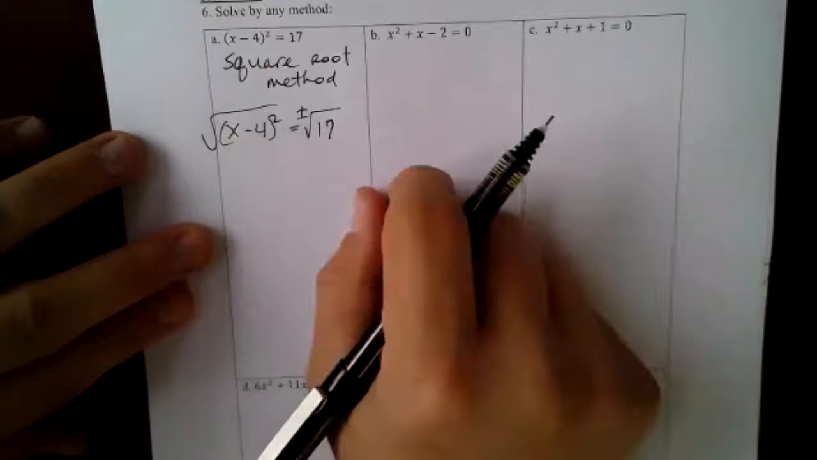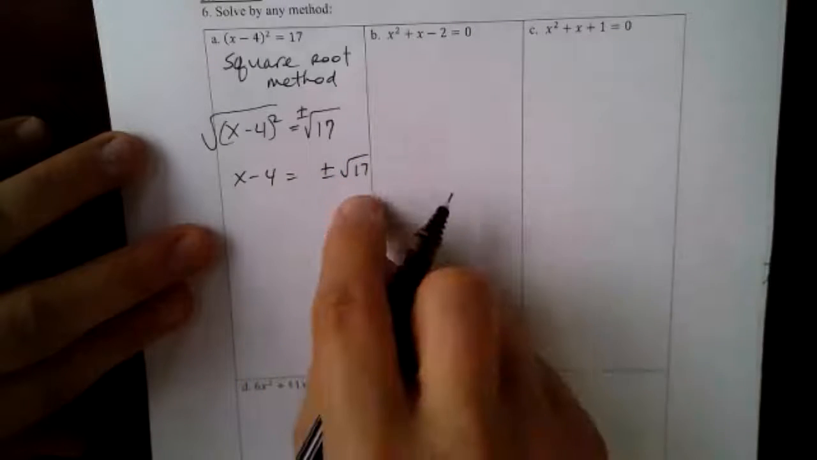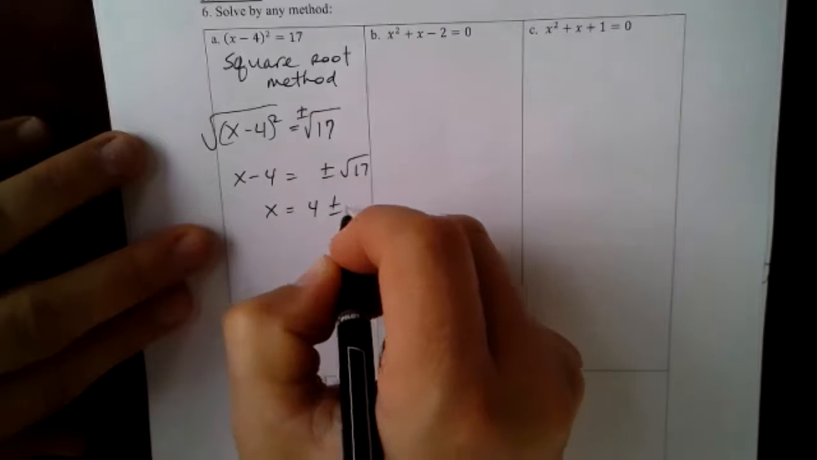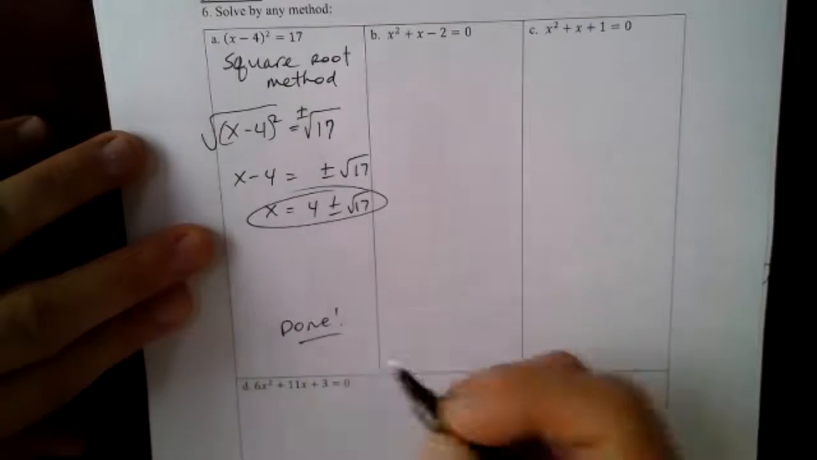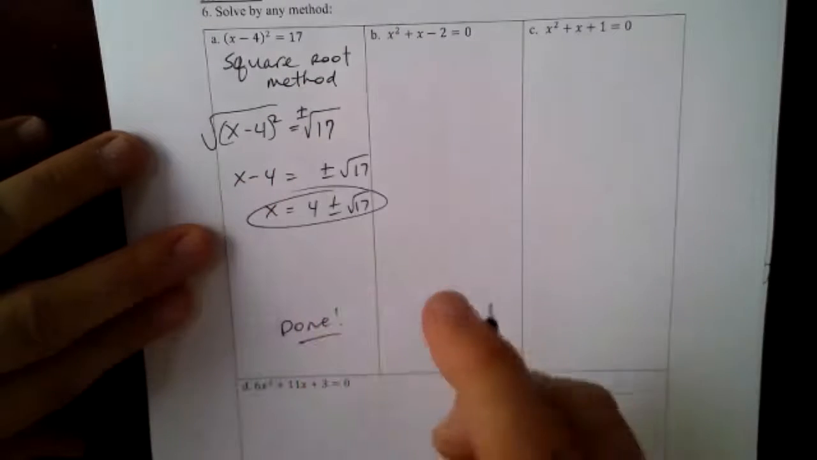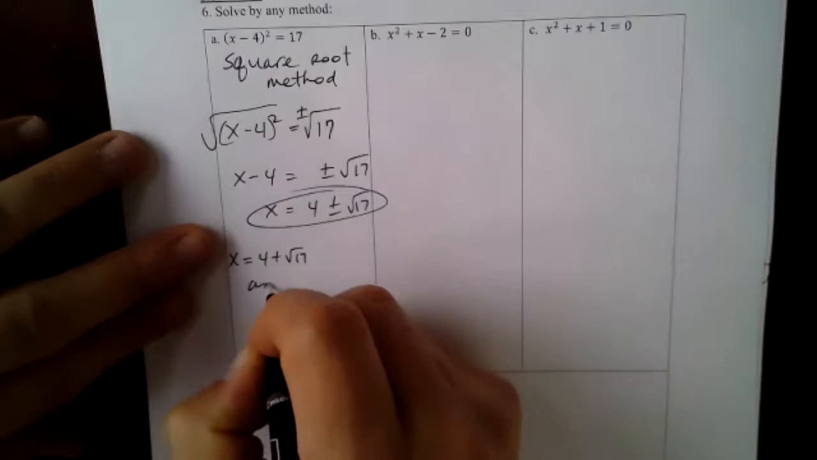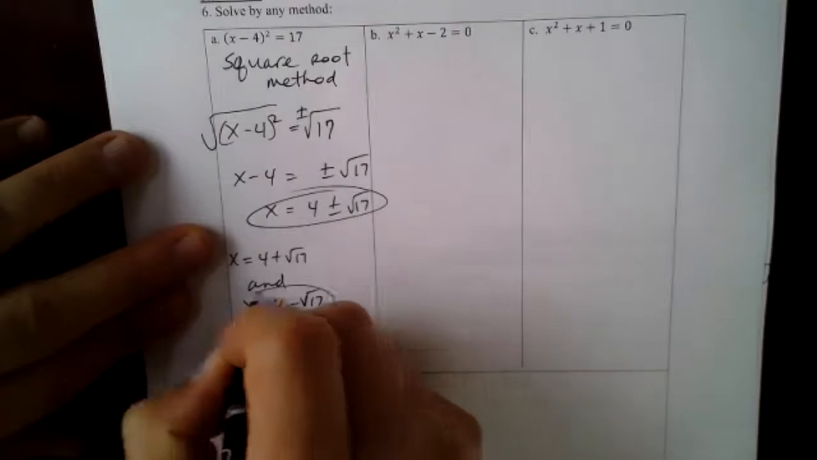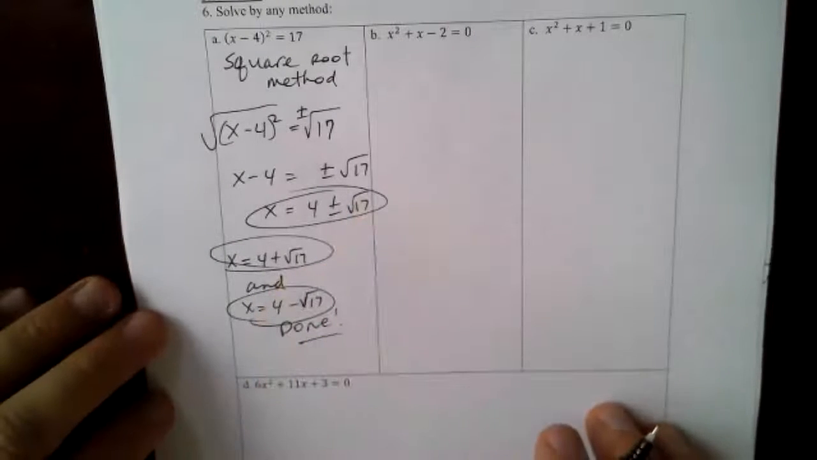What I'm trying to do is solve for x, and so I get x minus 4 equals plus or minus the square root of 17. That is irrational. So x equals 4 plus or minus the square root of 17, and the answer is done. That took less than a minute, right? So you do what you know you can do here. The answer is x equals 4 plus the square root of 17 and x equals 4 minus the square root of 17. So you do what you can do within a minute. Try not to take any longer than you have to on here.